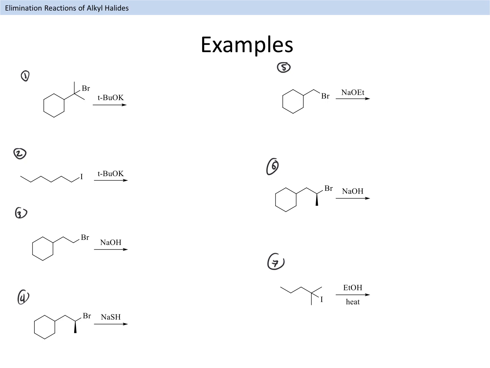Your analysis should start by locating the alpha carbon and classifying it by degree of substitution. The alpha carbon is the carbon directly bonded to the leaving group, which in this example is a bromine atom. Because the alpha carbon is bonded to 3 other carbon atoms, it is classified as tertiary.